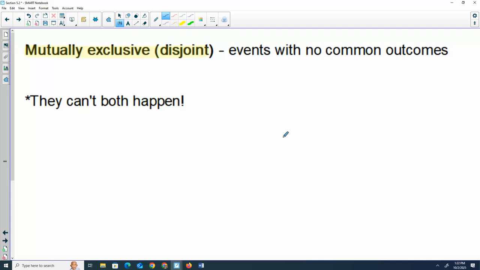They cannot both happen. Okay, Anna cannot be sitting in that seat and that seat at the same time. It's one or the other. It is impossible for her to be 2 places at once. So, mutually exclusive or disjoint means the probability of both, if it can't happen, what's the probability that they both occur? 0. Okay, there is no overlap here.